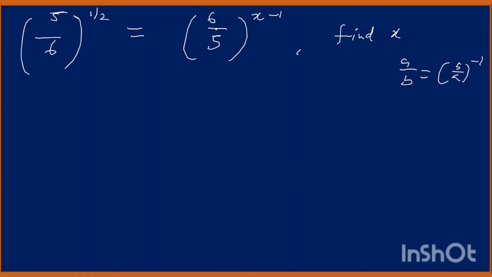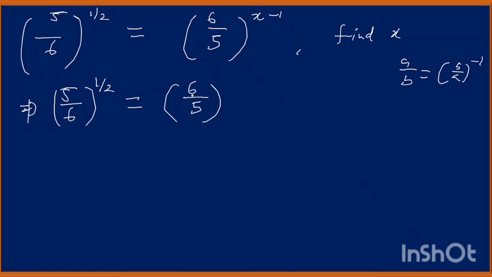For me to be able to make 6 over 5 into 5 over 6, there's going to be a minus sign attached to the power. So if I do that, I'm going to have (5/6)^(1/2) is equal to, instead of 6 divided by 5, 5 divided by 6. So now we are going to have a negative sign on the power. Not just x minus 1 any longer, but negative times (x minus 1).